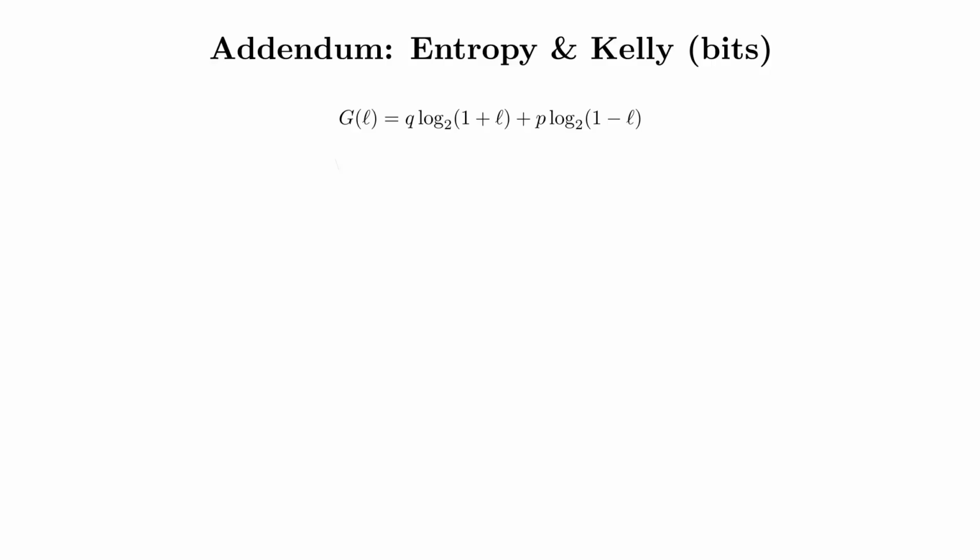G of L equals Q times log base 2 of (1 plus L) plus P times log base 2 of (1 minus L). Plugging in the Kelly optimum, L equals 2Q minus 1, gives us 1 plus L equals 2Q, and 1 minus L equals 2P. So at the optimum, G max equals Q times log 2 of 2Q plus P times log 2 of 2P.